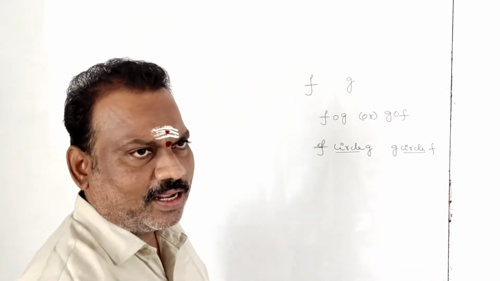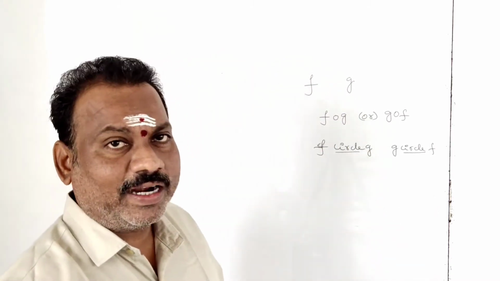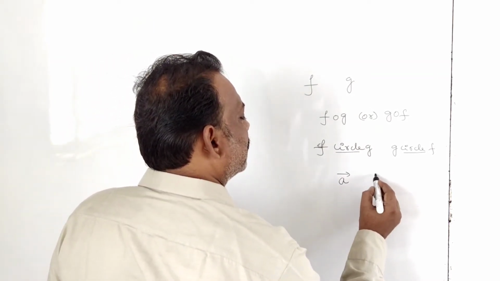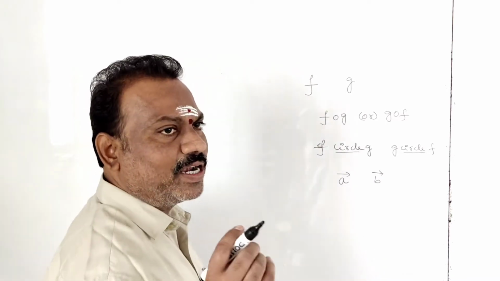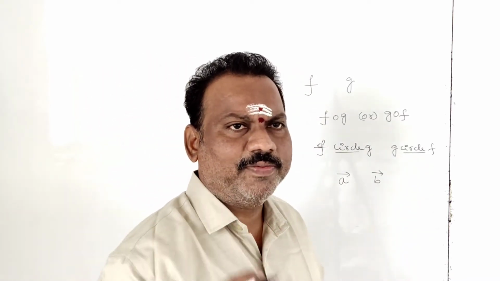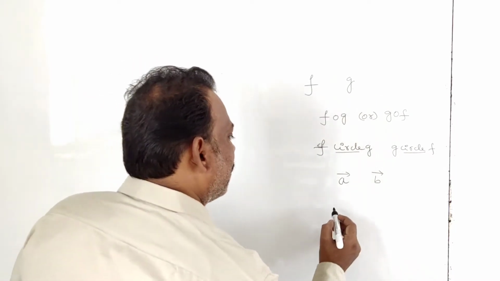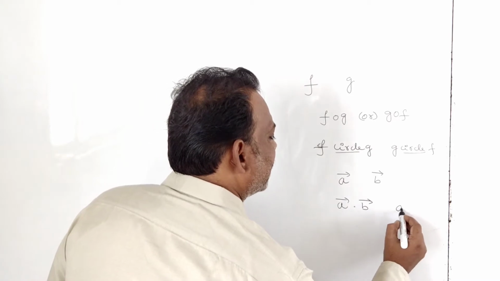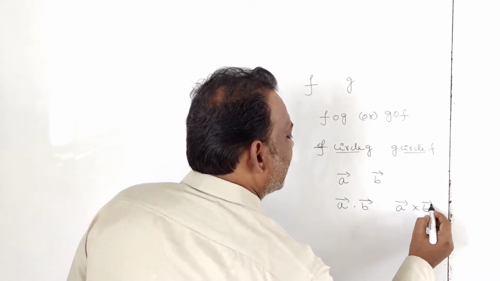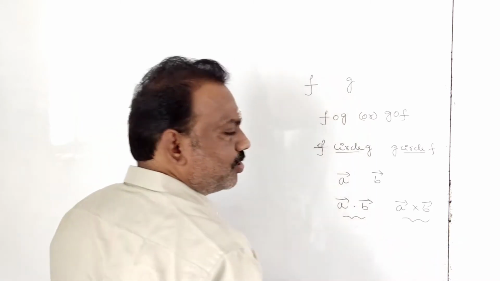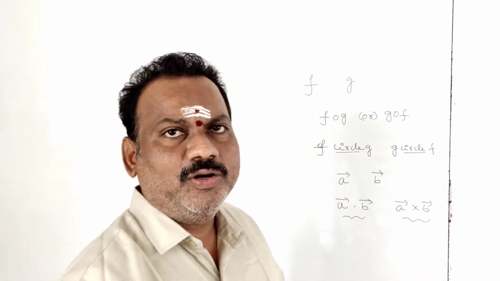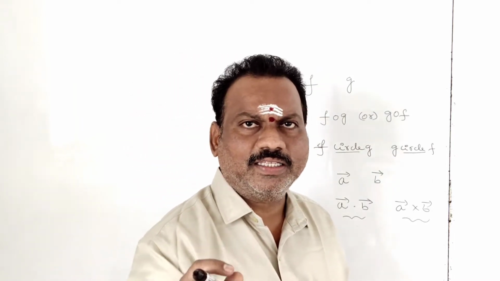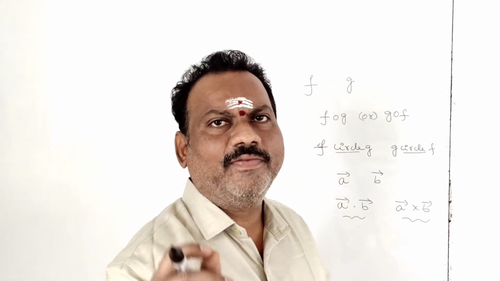What is meant by circle? I told you while teaching vectors. If two vectors a bar and b bar are there, how do we multiply? We have two types of multiplication. The first one is by using dot product, the second one is by using cross product. It is also multiplication. So two vectors are multiplied by two different methods: one is dot product or scalar product, the second one is cross product or vector product.